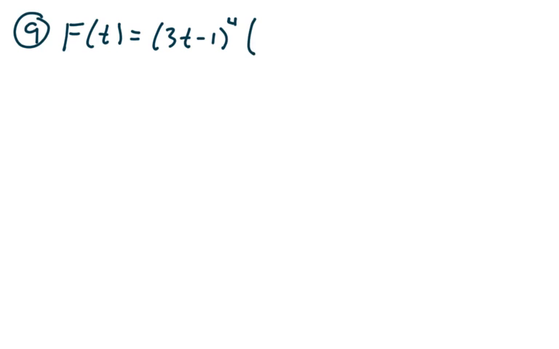Let's take a look at example 9. Now, in example 9, suppose we get the following. Suppose f of t is equal to (3t minus 1) raised to the fourth times (2t plus 1) raised to the negative 3.